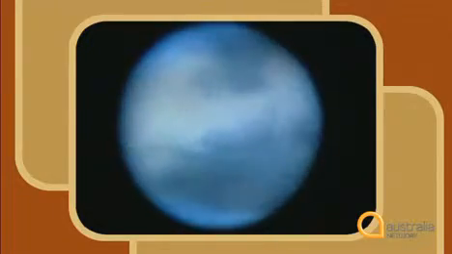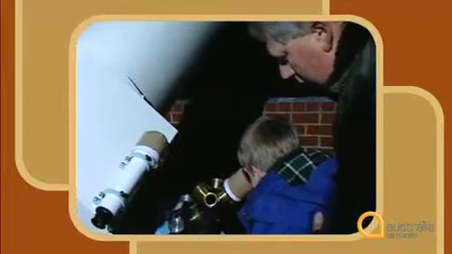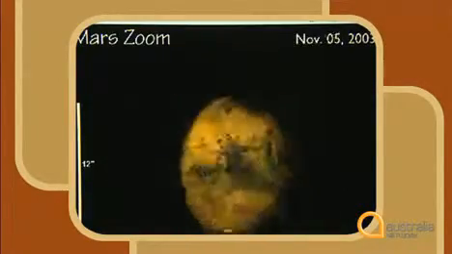Mars is still a fascinating place. In the solar system, it's one of the most interesting places where there may be life apart from the Earth.